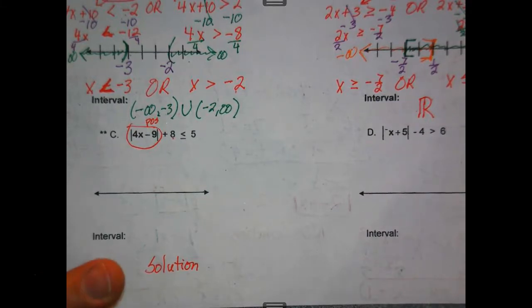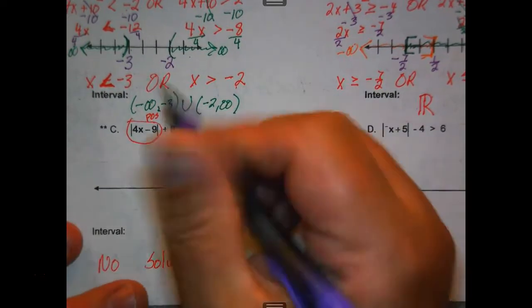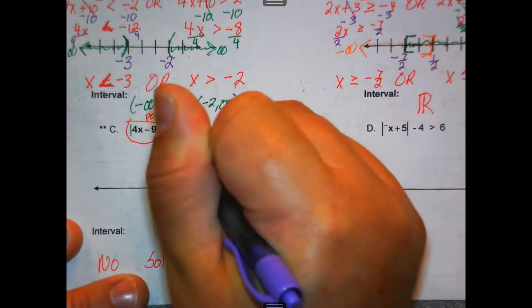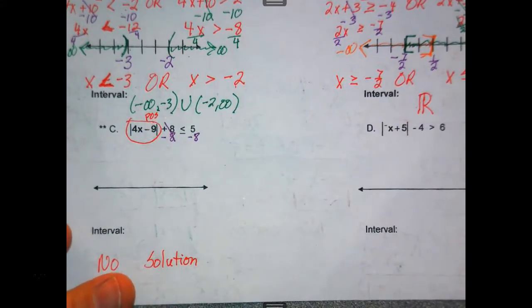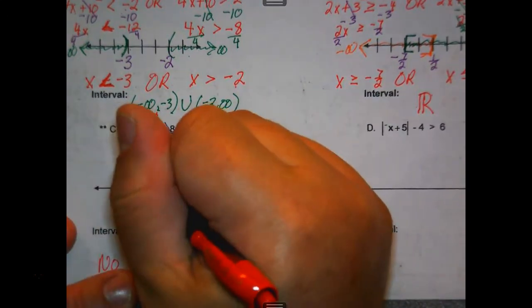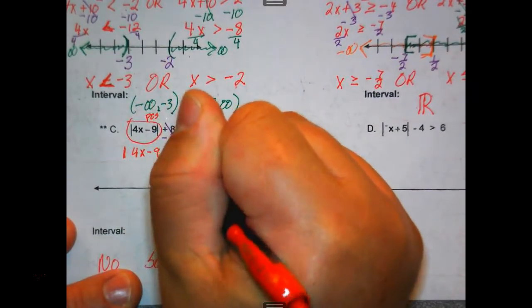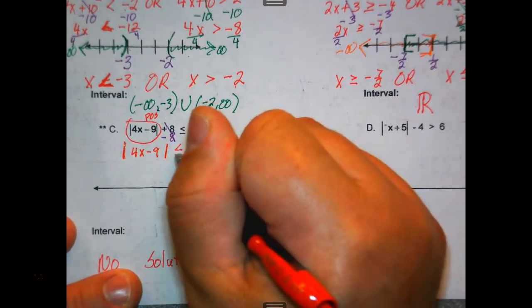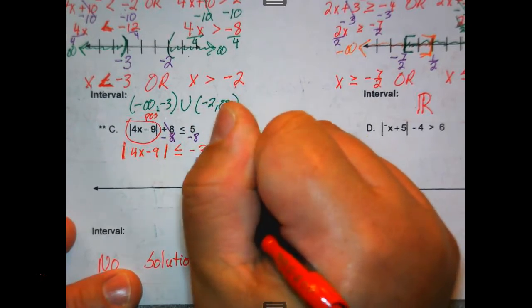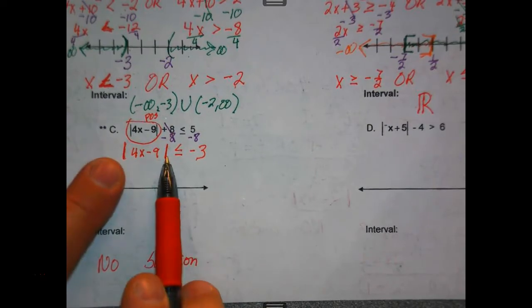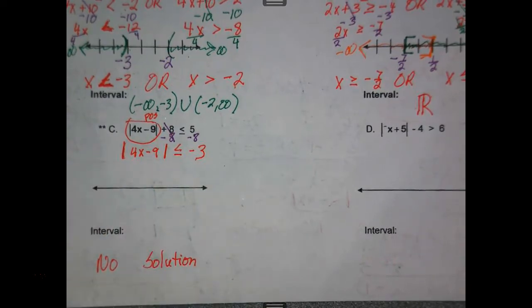The first thing you have to do to get the absolute value by itself, subtract 8, okay? You get the absolute value of 4x minus 9 is less than or equal to -3. That makes it a little more obvious. Anything coming out of here can't be less than a negative number. Okay?